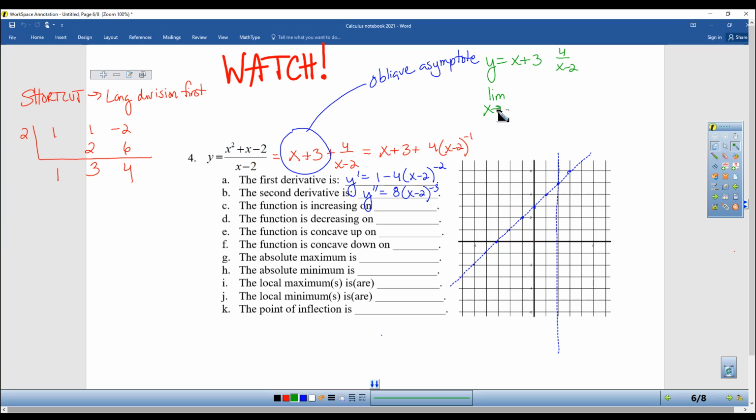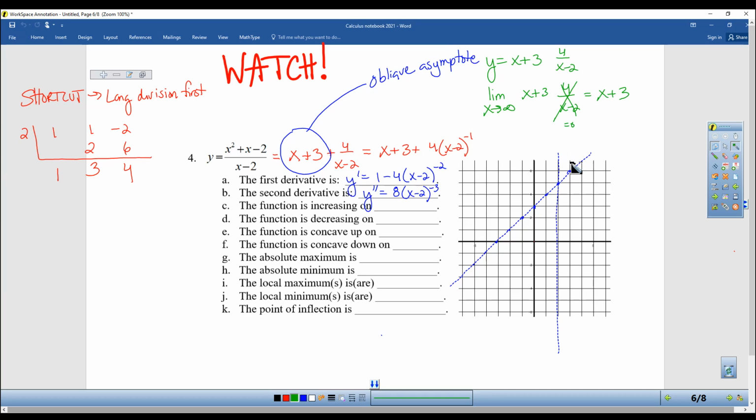The limit as x approaches infinity of x plus 3 plus 4 over x minus 2. When you approach infinity, 4 divided by something infinitely huge pretty much becomes 0. And you'll just get x plus 3, whatever number x is. So that's why we always discounted the remainder.